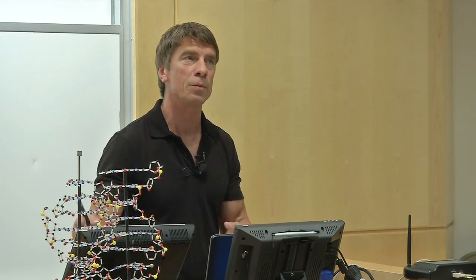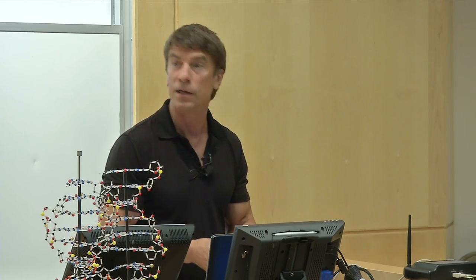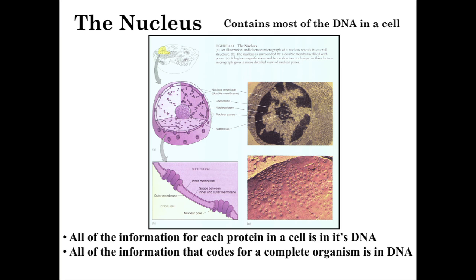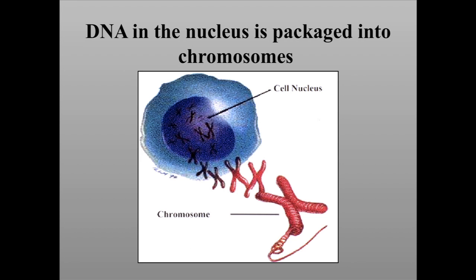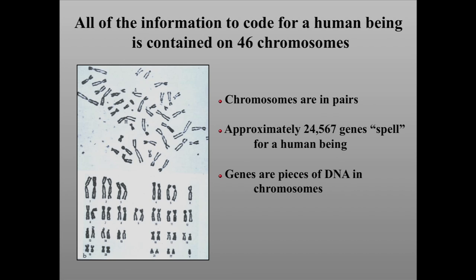You have liver-specific genes, making liver-specific proteins, and so on. You have genes that are on in every cell as housekeeping sort of functions. And the nucleus contains most of that DNA. The DNA in the nucleus is typically packaged into chromosomes. Humans have 46 chromosomes that come in pairs. You have 23 from your mother and 23 from your father. And each one of those contains genes. Some are dominantly expressed, some are recessive.